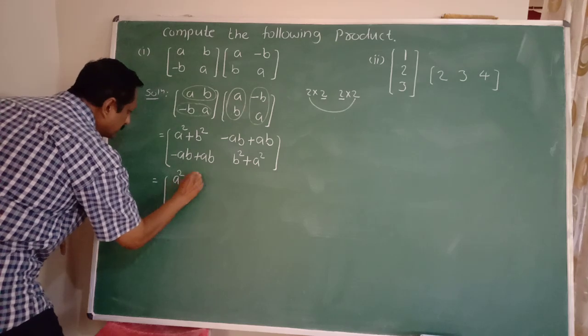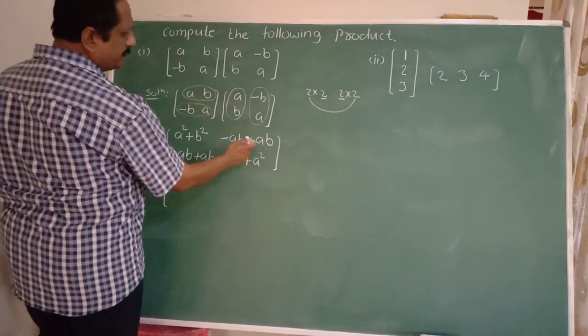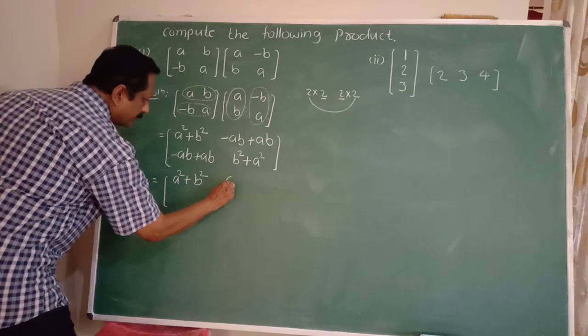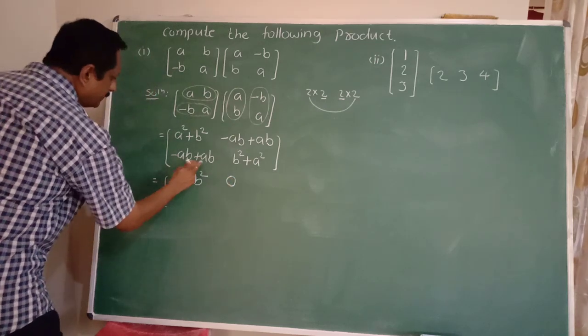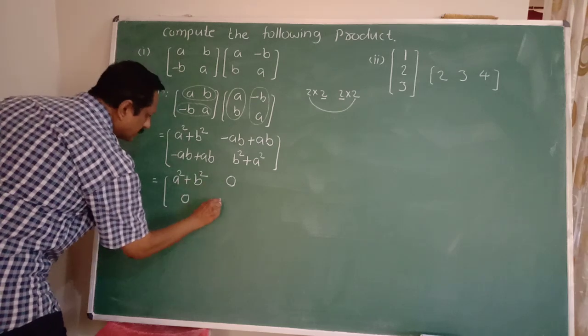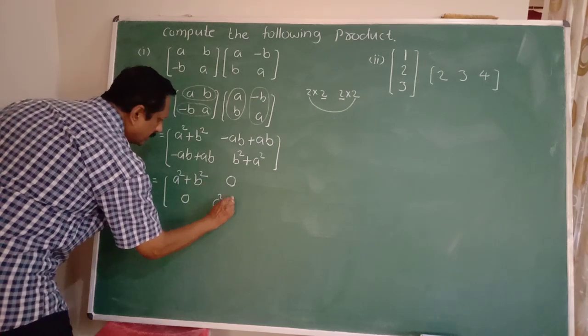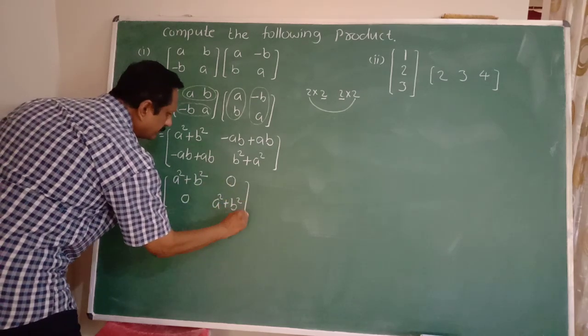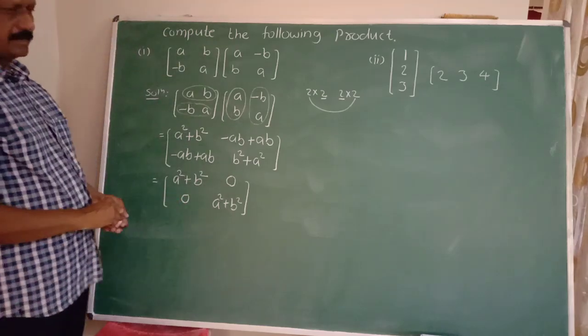A square plus B square here. And plus AB minus AB cancels here, therefore it is a 0. Plus AB minus AB cancels, it is a 0. And A square plus B square here. So this is the solution here.